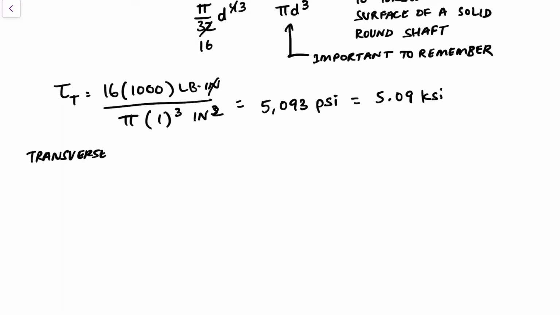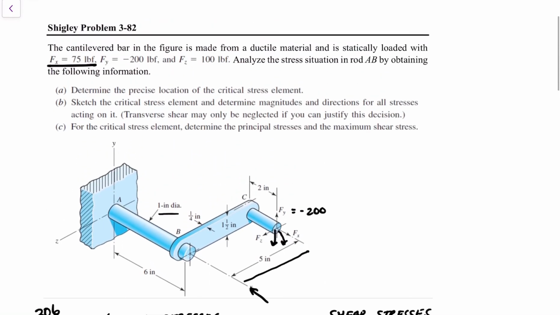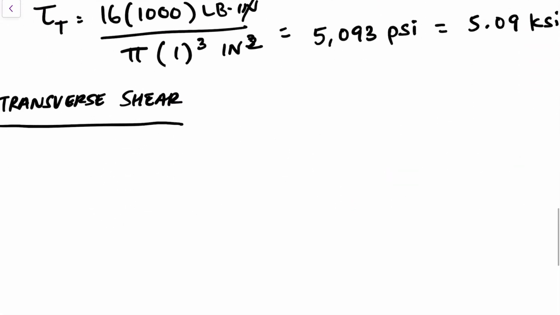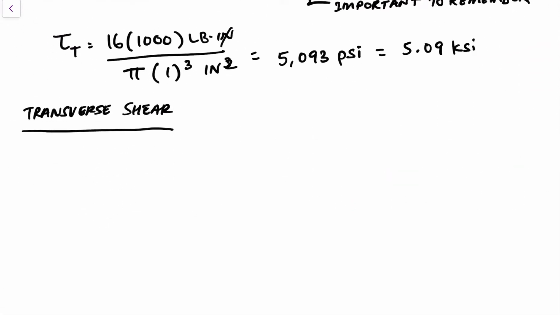Transverse. Now for transverse shear, if you read already, there is a statement that says transverse shear may only be neglected if you can justify this decision. Now, when I'm combining stresses later, I'll combine torsion and the transverse shear, and I would combine axial and bending. We need to see how big each value is with respect to the other. So for example, if the transverse shear is a lot smaller than the torsion value, like multiple orders, then I can just completely ignore it.